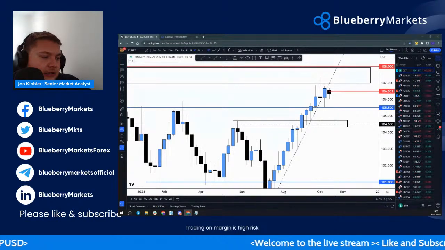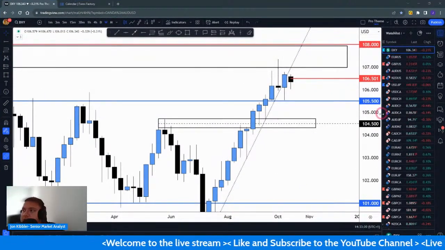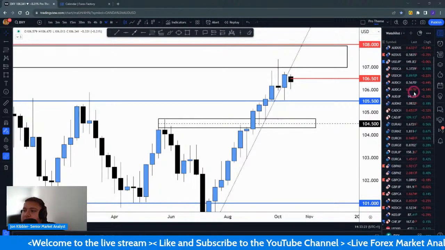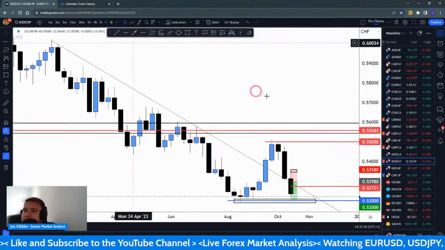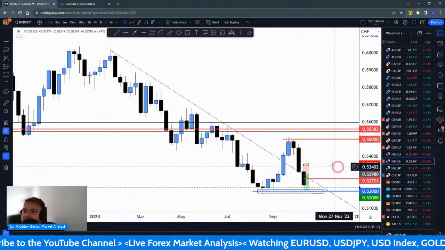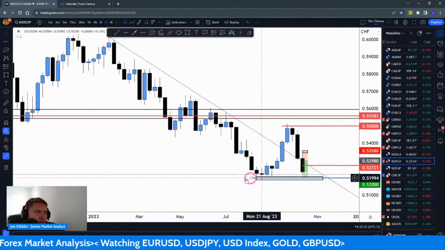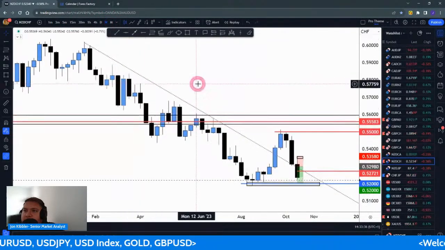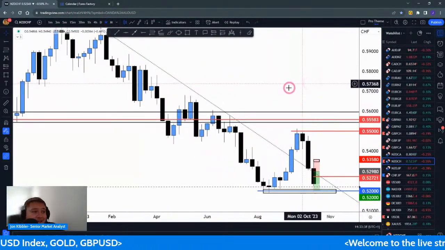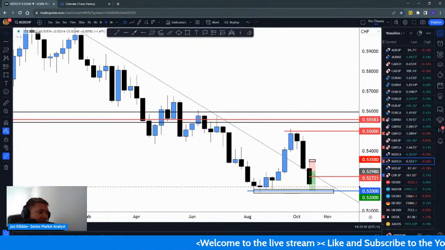Let me change the mode here so you can see the screen a little bit more. I actually got into a position yesterday, which was a Kiwi Swiss short. I really liked the opportunity here, targeting the 5,200 lows. Basically, what I was looking at was the fact that the New Zealand dollar was weakening, and I wanted to trade against something that was gaining a little bit of strength.